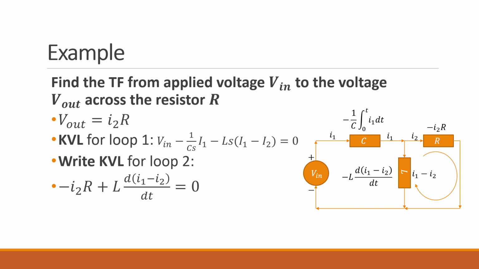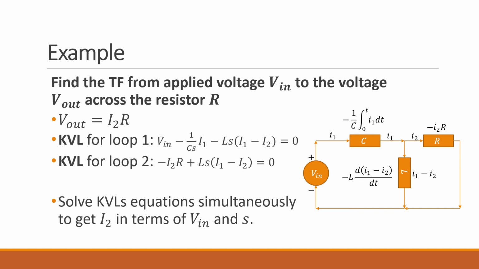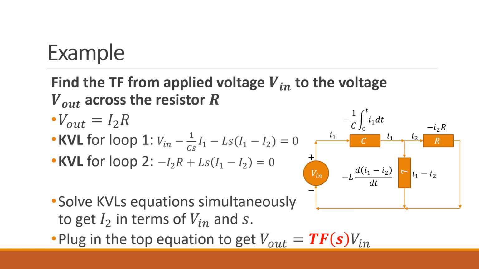There are other approaches too. For example, you can use Maxwell's loop currents and things like that. The next step is to take the Laplace, and we get a cleaner looking equation like this. Now that we have two KVL equations in the s domain, we can solve them together to get I2 by a lot of algebra. And this I2, when plugged in the relationship V out equal to I2R, can be reworked into V out is some function of s times V in, and this is how you get the transfer function.